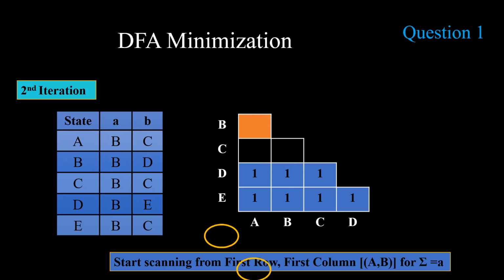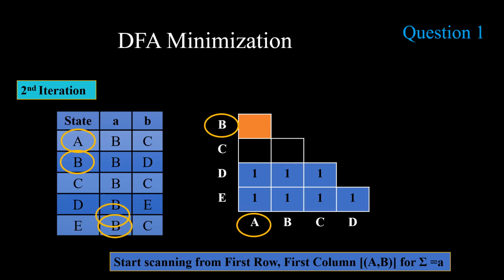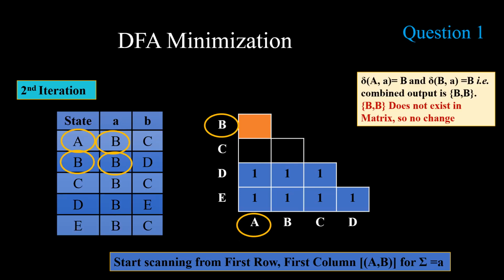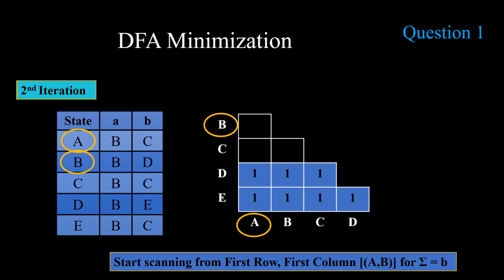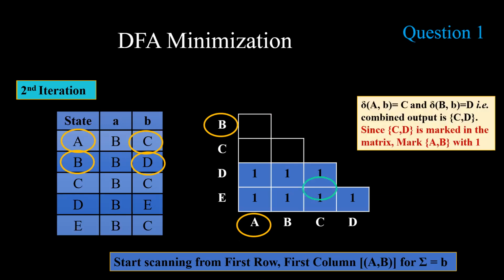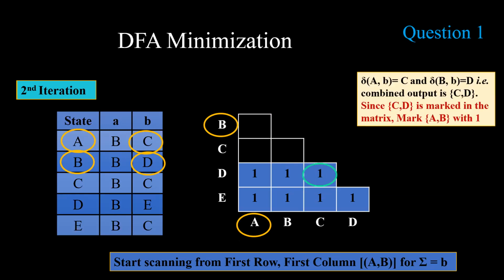So first comes AB. AB on A goes to BB, which does not exist in the matrix. AB on B goes to CD. Now just see, earlier CD was not marked in the first iteration. Now in the second iteration, CD is marked.